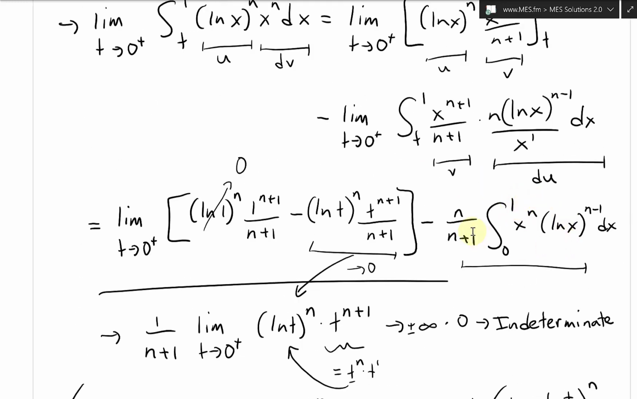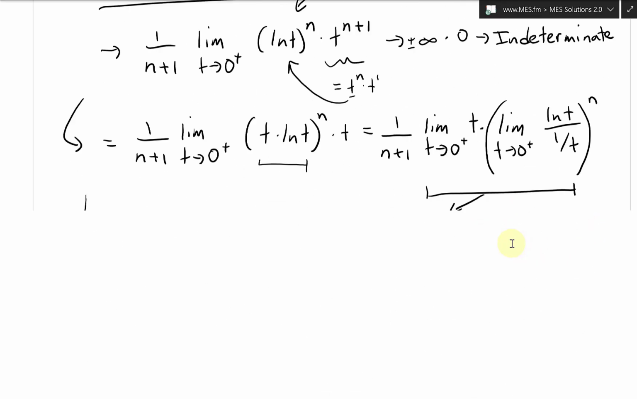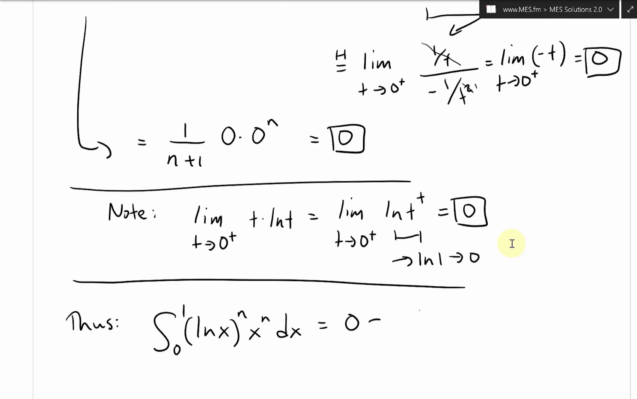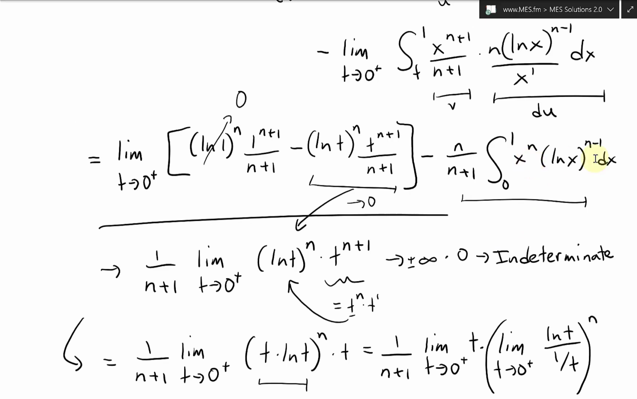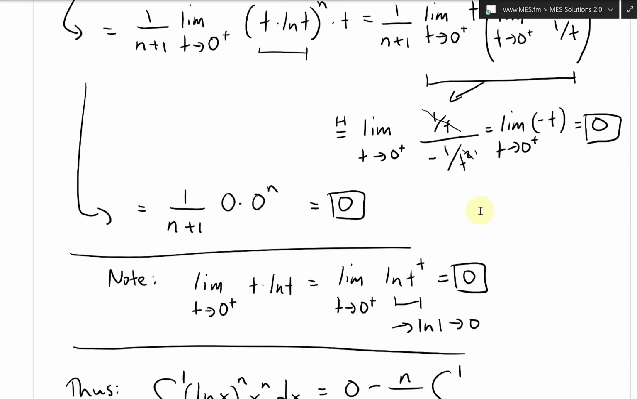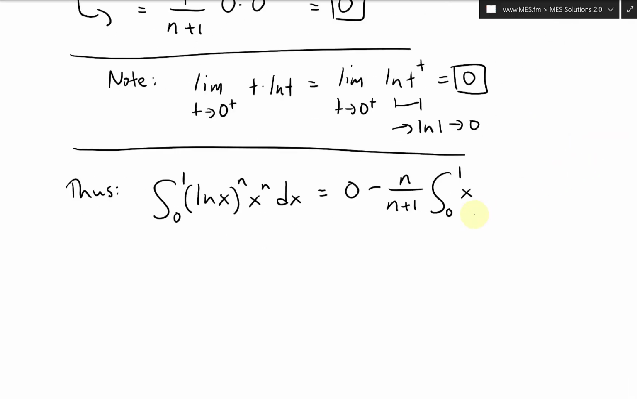So n over n plus 1, integral from 0 to 1. So this will become n over n plus 1, integral from 0 to 1. And notice how we have an x^n and then a (ln x) to the power of n minus 1. x^n, (ln x)^(n-1), then dx.